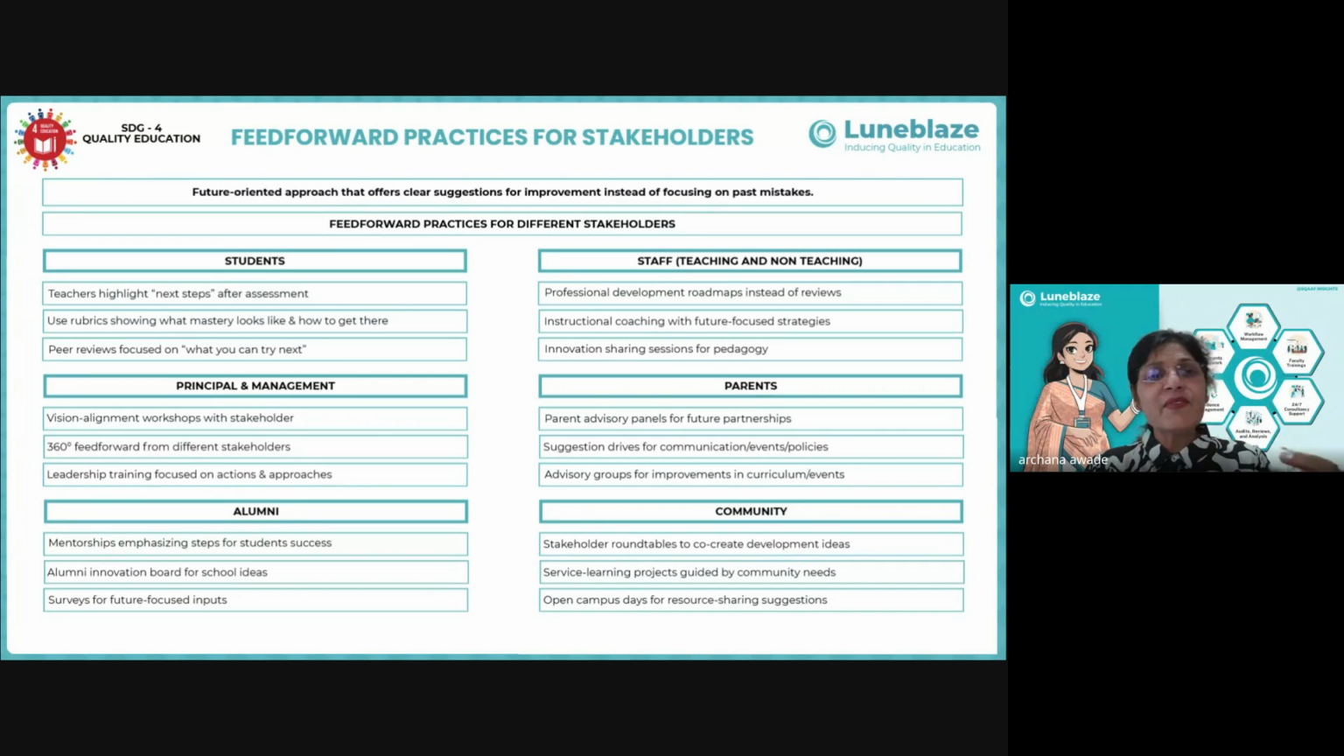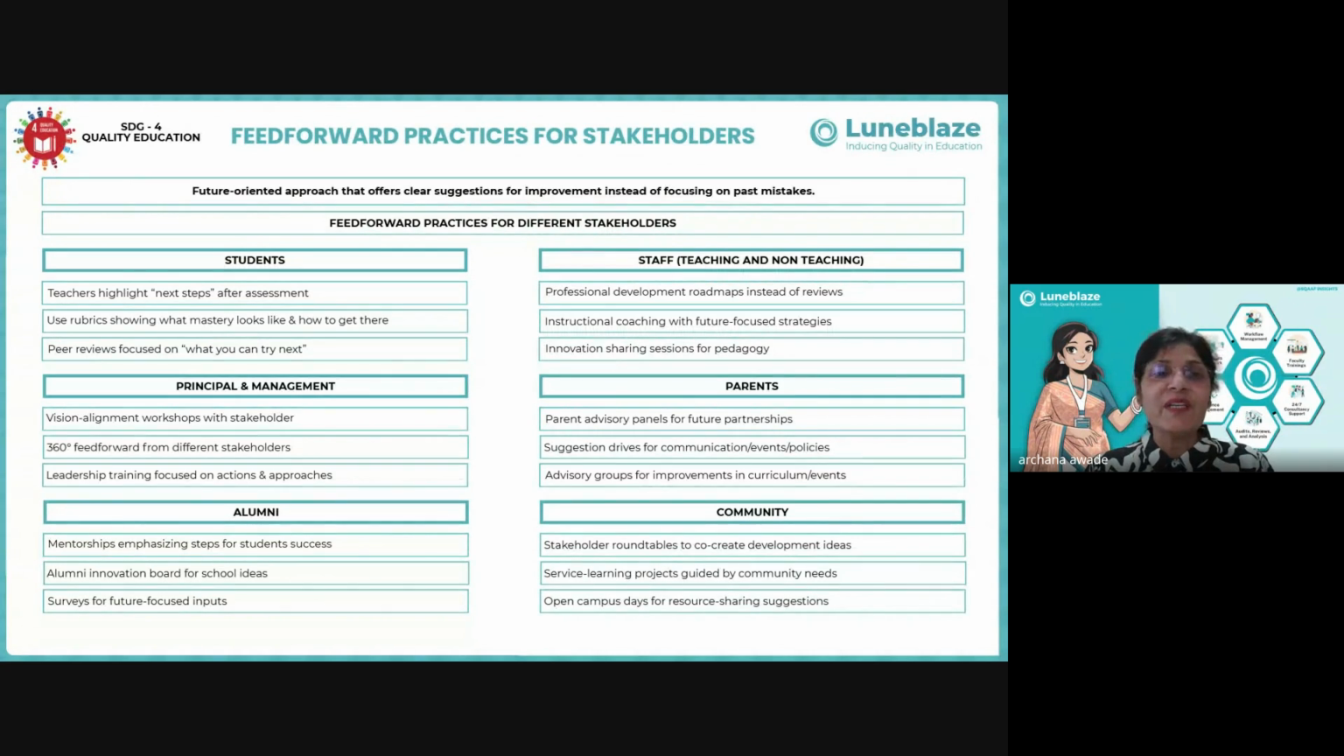Then service learning projects which are aligned to the community needs. For example, suppose in your school, the science students design low-cost water filters for local households as a part of their environmental science project. So that could be one of the feed-forward practices which the school can implement so that you are helping the community's needs. Then you can also have open campus days for the shared resources.